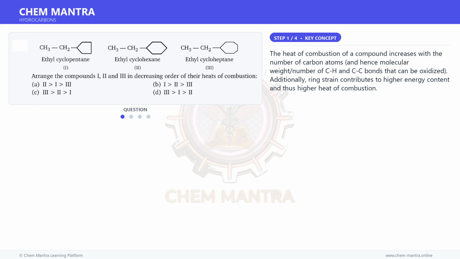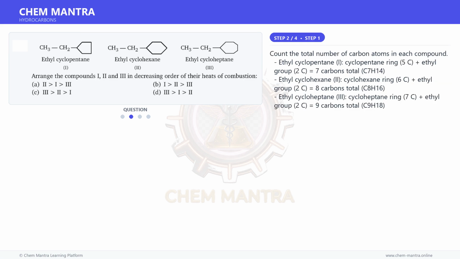The heat of combustion of a compound increases with the number of carbon atoms and hence molecular weight, number of C-H and C-C bonds that can be oxidized. Additionally, ring strain contributes to higher energy content and thus higher heat of combustion.